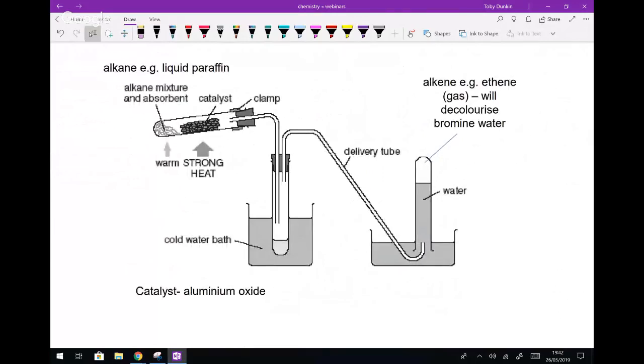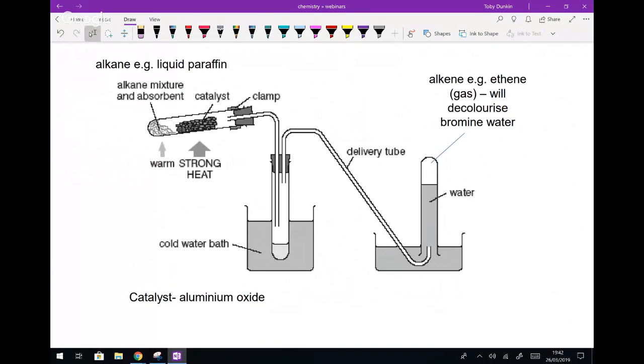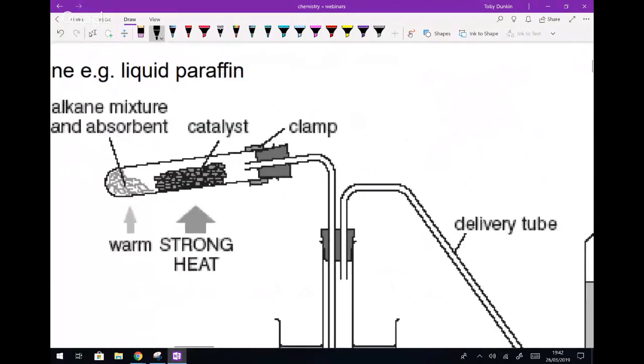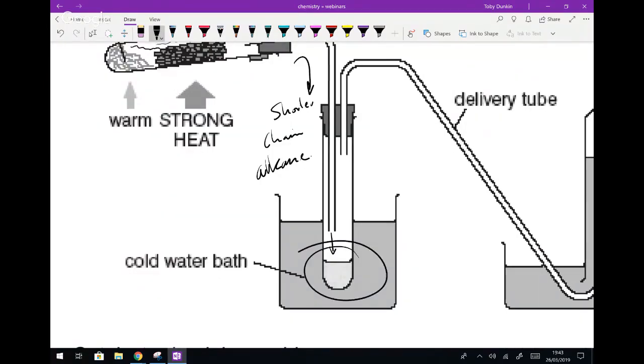There is a second version of this, by the way, which has appeared a few times. Same thing, I apologize for the poor quality of the diagram, but this time, what's happening is, as the long chains pass over, I get a liquid oil, a shorter chain alkane, which is a liquid. And that liquid has dropped down into here and into a cold water bath, which is going to help it condense.